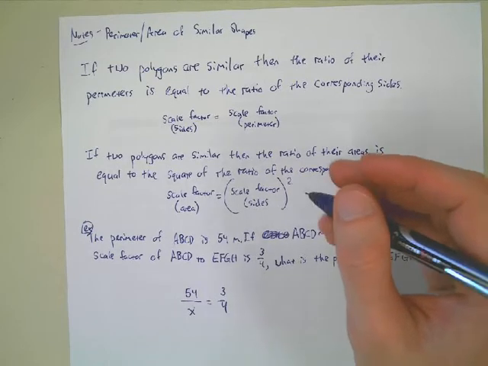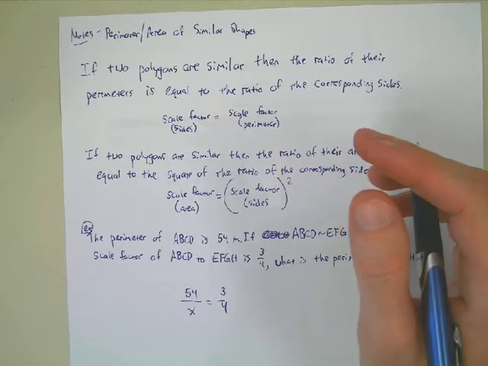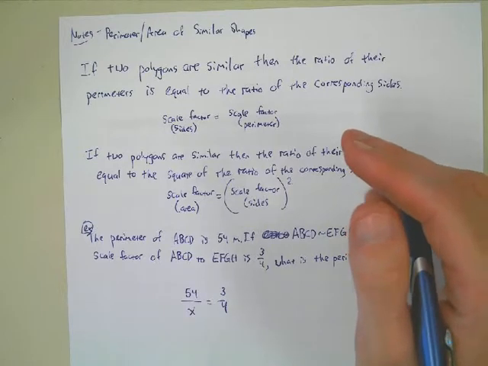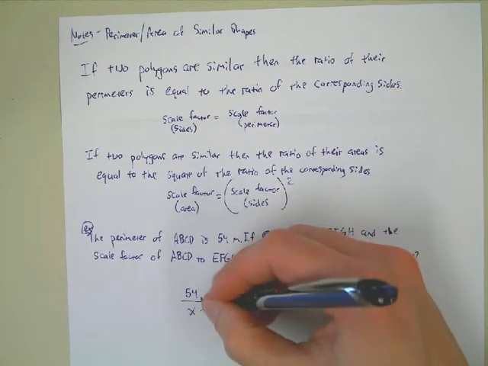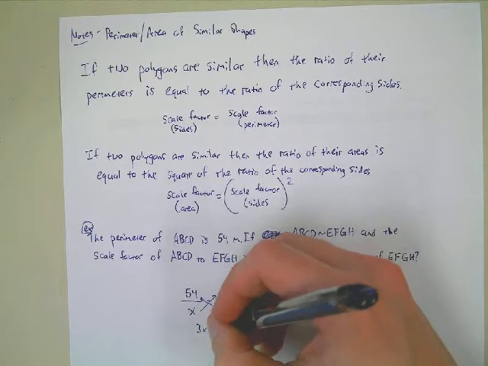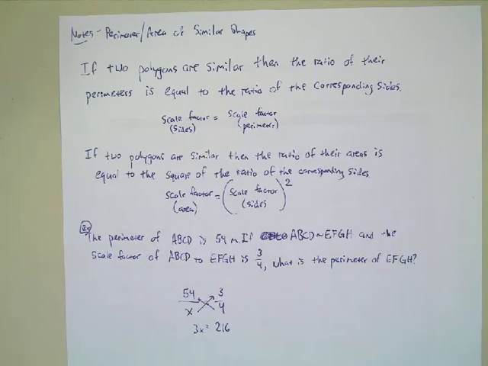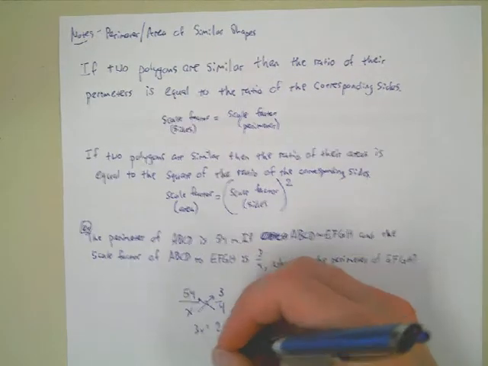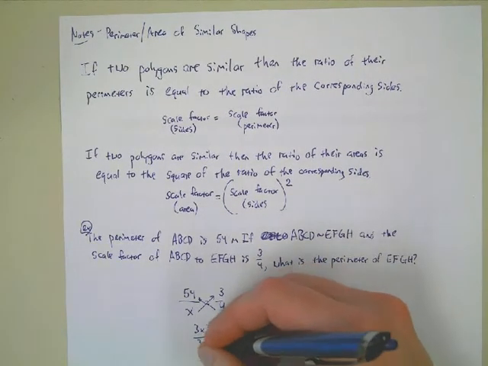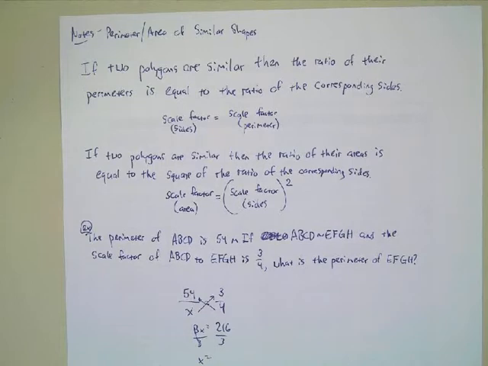Okay. And so when we cross multiply and solve here, let's see, you get 3x equals 216. Yep. Okay, divide both sides by 3. You get x equals 72.